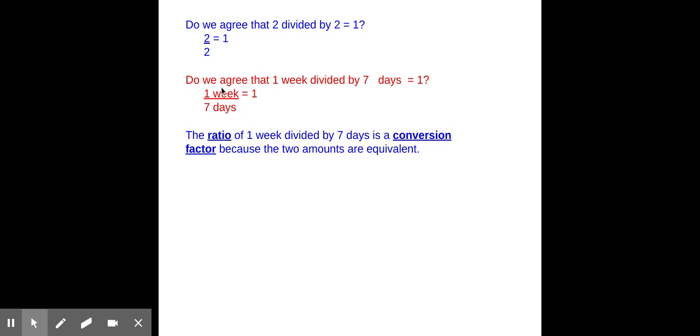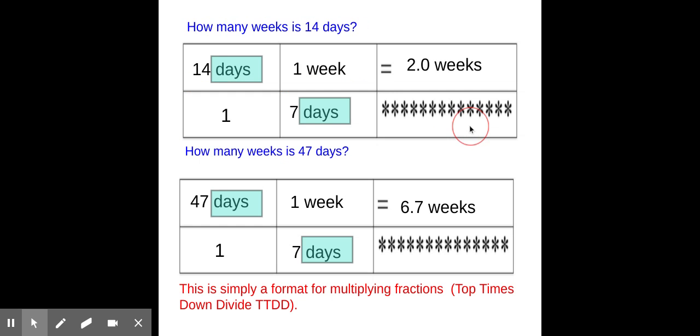We're going to put these up and down. This is called a conversion factor because it's the same amount of time. And weeks per days, as long as they're equivalent, we can use them. And I'll show you what I mean here.